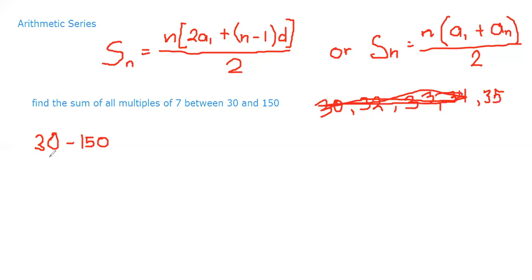Kasi sinabi dito, may number tayo na 30 hanggang 150. And between that number, we need to get the sum of all multiples of 7. Ang kauna-unahang multiples of 7 dito is 35, sorry, 35 pala. Yung kauna-unahan natin, multiples of 7, sa gitna ni 30 hanggang kay 150. Ngayon, ito yung first, which is our a sub 1, diba? We have a sub 1 na 35.